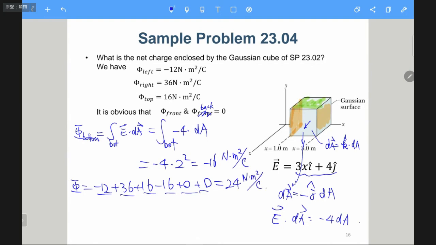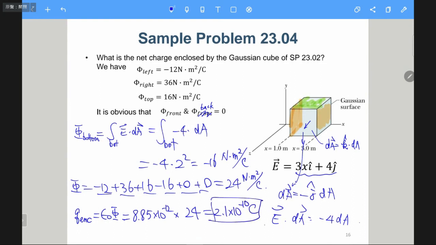Okay, so we can simplify Q enclosed to be phi, the net flux, times epsilon naught. It is like F equals ma. If you know two of them, then you can find the remaining one. Sorry, it should be multiplied rather than divided. So it should be 8.85 times 10 to minus 12 times 24. So this one will be 2.1 times 10 to minus 10 Coulomb.